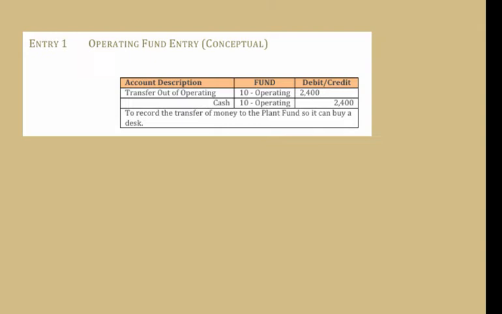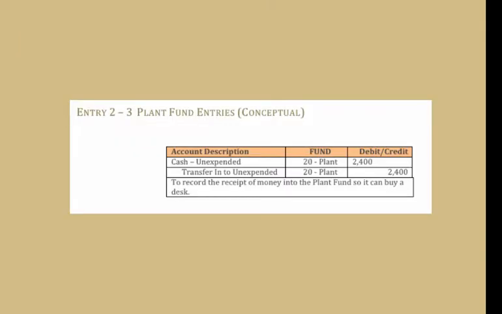Then we need to move to the plant fund side, and we need to make some entries in the plant fund. The first entry that we would need to make in the plant fund side would debit the cash account in the unexpended plant subfund. So this would be a cash account supposedly held in the unexpended portion of the plant fund. The fund in this entry would be Fund 20 because it's the plant fund. The credit line of this entry would be a transfer in to unexpended, and the fund would be, again, 20. This entry has recorded the receipt of money into the plant fund so it can buy a desk, and the receipt is into the unexpended portion of the plant fund.